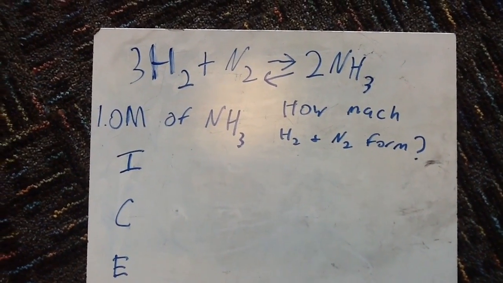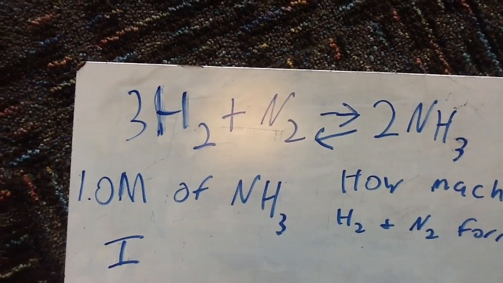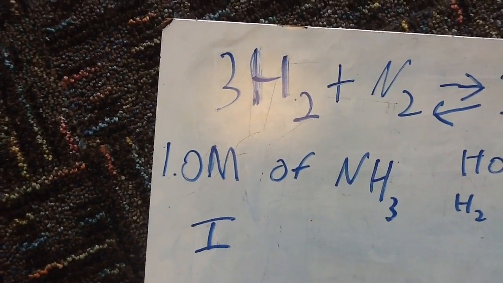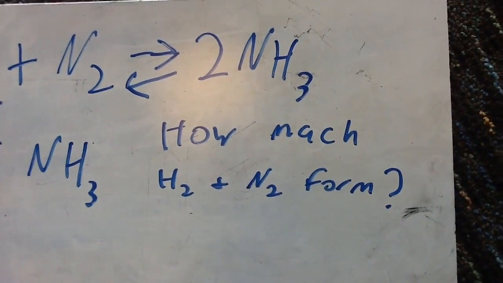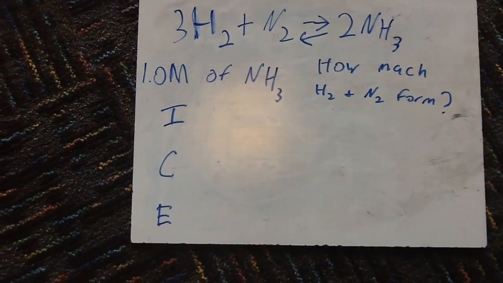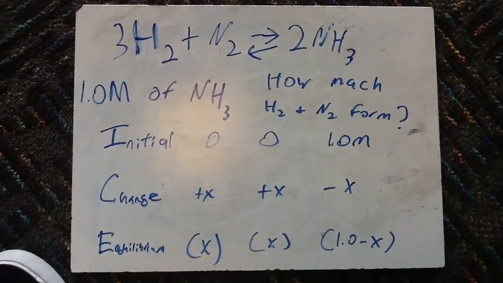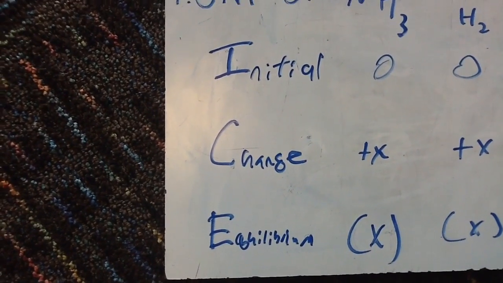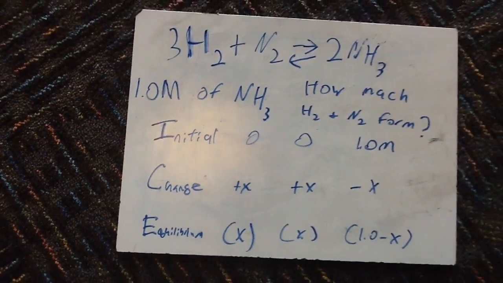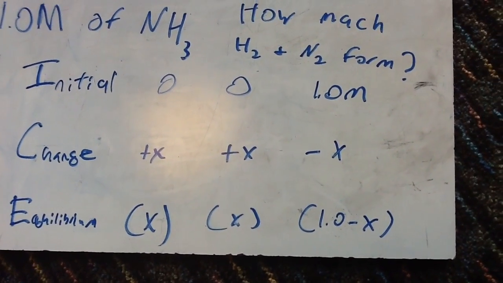So to take a closer look at this equation right here, let's say we start off with 1 molar concentration of ammonia, and we're trying to find how much hydrogen and nitrogen gas form from that. To do that, we can use an ICE table. So, just a brief overview of ICE tables. ICE stands for Initial, Change, Equilibrium, in relation to the concentrations. And I've taken the liberty of filling this one out here.